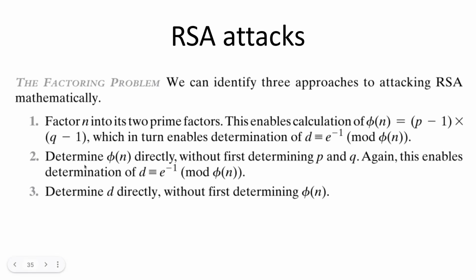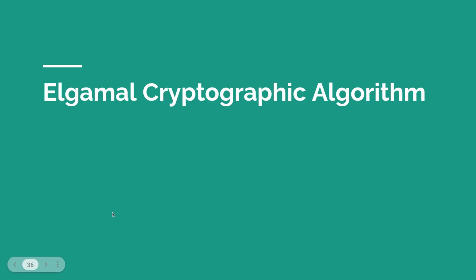Then determine phi of n directly without first determining p and q, that is, we are guessing. And if we guess it correctly, then it will allow us to determine d equal to e raised to minus 1 mod phi of n. But again, finding phi of n by guessing directly is also not possible. Then determine d directly without first determining phi of n. Again here it is a guessing task, and it is not an easy task when the numbers are large enough. With this, we are concluding RSA, and in the next class we will do the next public key cryptography.